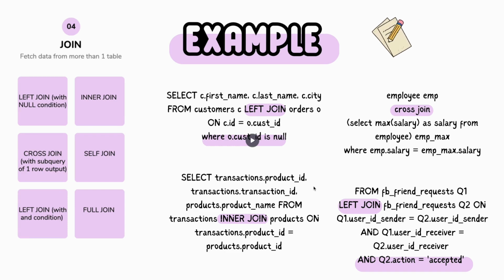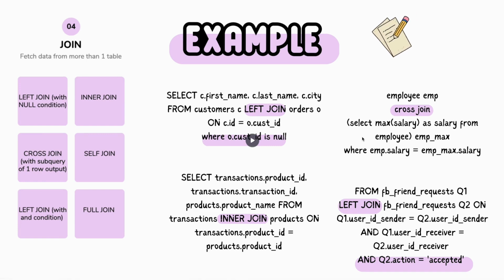Similarly, there is a cross join. Now you may say cross join is very bad, we should avoid it, its performance is very bad. But in many cases, cross join will actually help you a lot. But when you are using a cross join, make sure that the table you are cross joining has one row only. Here I have created a derived table, employee max, and this derived table will only have one row.